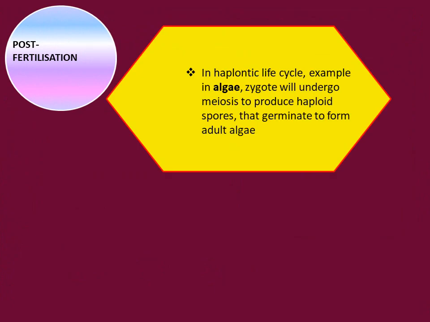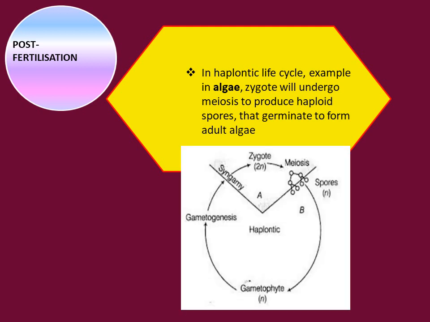In haplontic life cycle, for example in algae, zygote will undergo meiosis to produce haploid spores that germinate to form adult algae. You can see the picture here where the zygote undergoes meiosis to give rise to haploid spores.